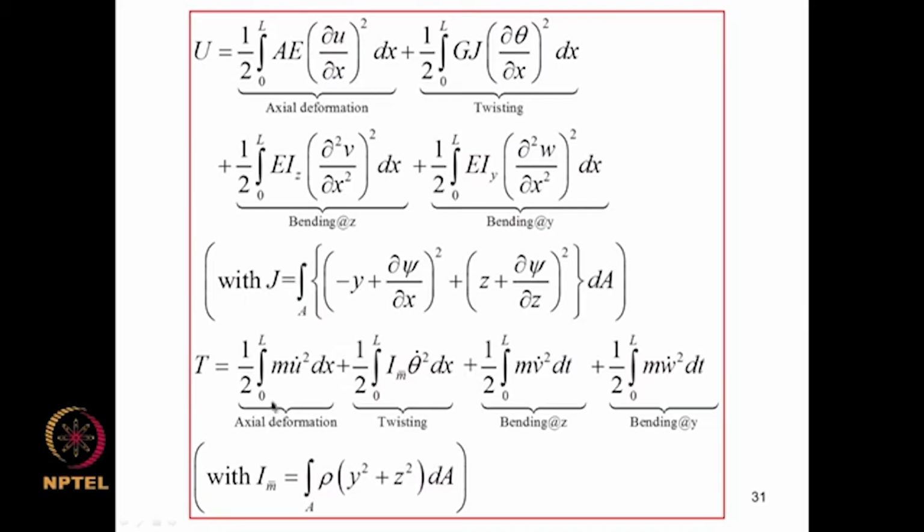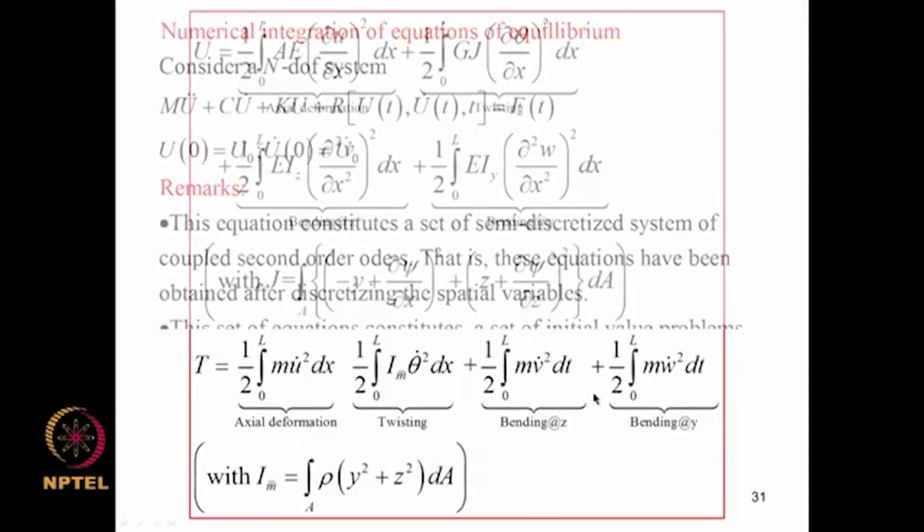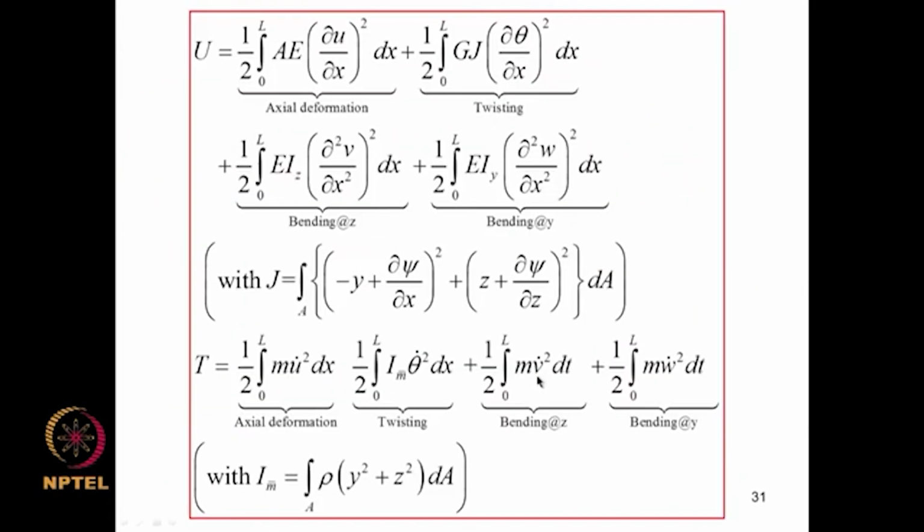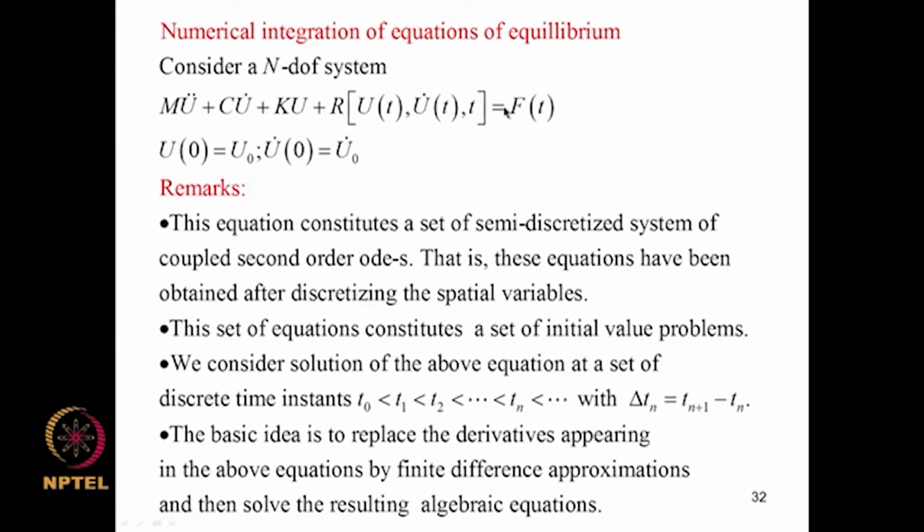The kinetic energy itself comprised of axial deformation, twisting, bending about z and bending about y. In later discussions we also introduced strain energy due to shear deformation and kinetic energy due to rotary inertia, that led to the treatment of deep beams. Now, for all these class of systems, that is a fairly broad class of systems, the final equation of motion always had this form. For the purpose of discussing numerical methods for solving these equations, we introduced the nonlinear terms with an anticipation that we will be dealing with this later in the course.